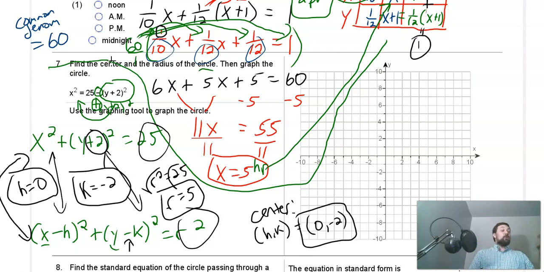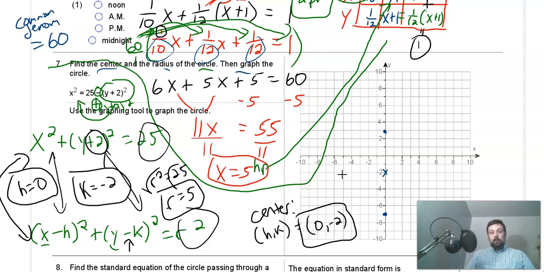But the directions are to graph. It says find the center and the radius, then graph it. So here's the center, here's the radius. That's 2/3 of what we were asked to do. The last thing was to graph. You'll start by marking the center, which is 0 comma negative 2. And then the radius is 5, so you want to find all points 5 away from the center. The easiest ones to measure the distance for are vertical and horizontal. So I'm going to go 5 up, which takes me to 3, not negative 3, but 3. 5 down takes me to negative 7.